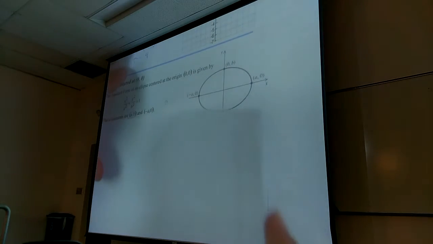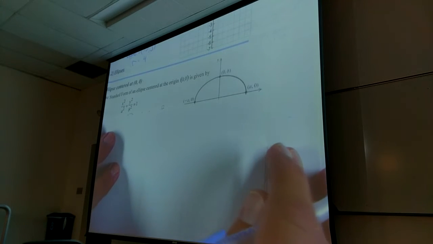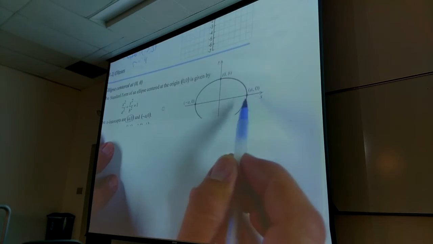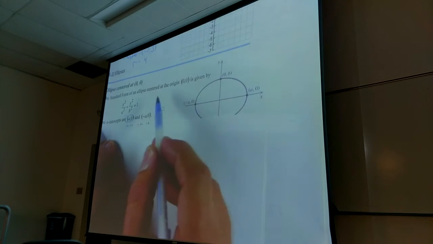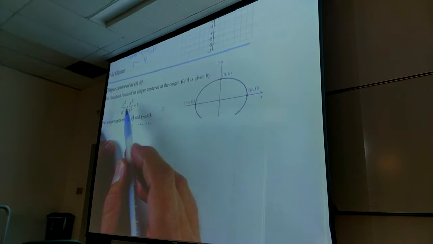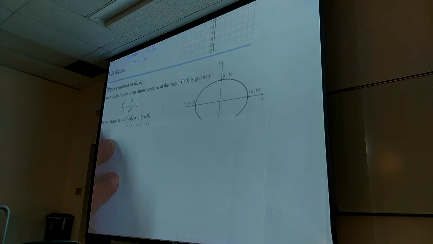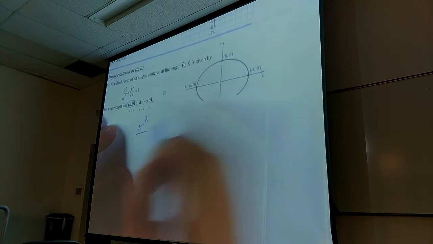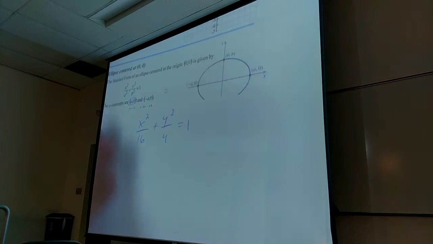Let's look at a concrete example of this, and notice how far do I go out on the x-axis? A, and where are the A's? Under the x's. So whatever letter they're with, it's related to how far you go out on that axis, right? So if I had, for example, x squared over 16 plus y squared over 4 equals 1.